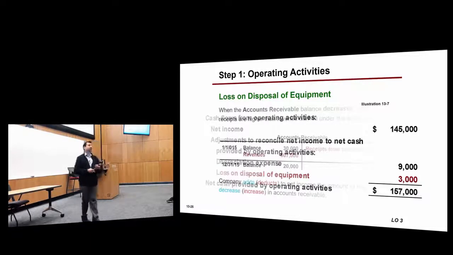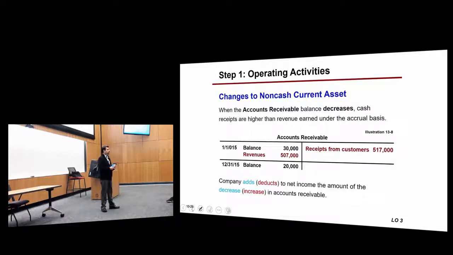When you have a change to non-cash current assets, think about it as accounts receivable. If in 2014, the balance in your accounts receivable was 100,000, and in 2015 the balance of accounts receivable was 90,000. What does it mean?